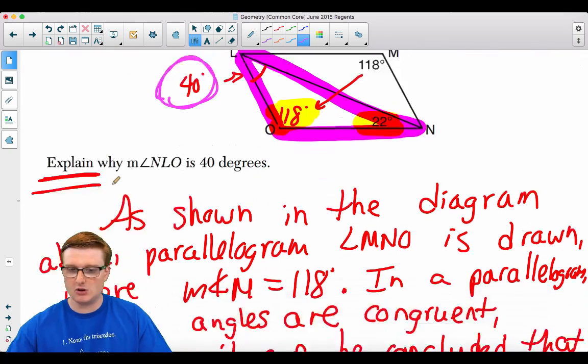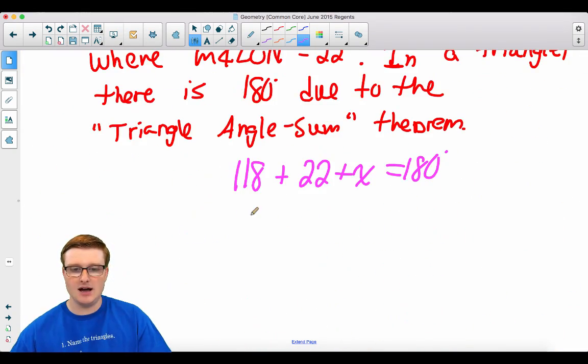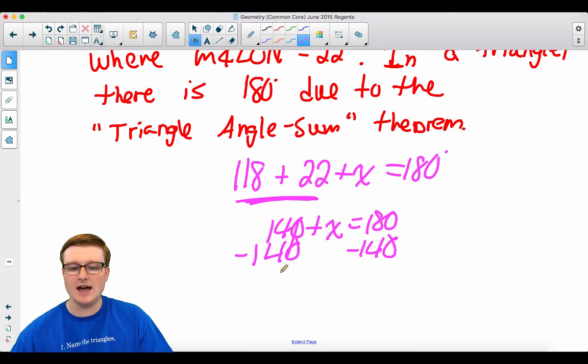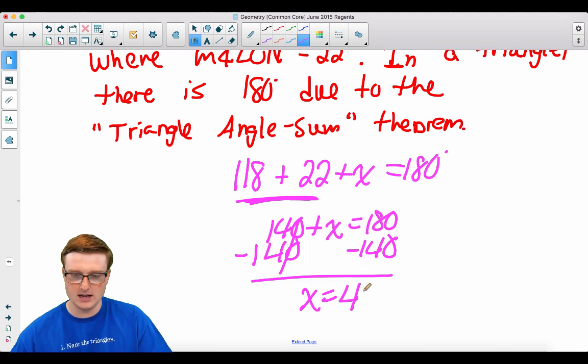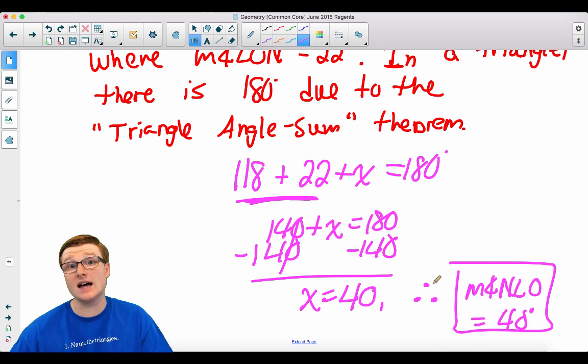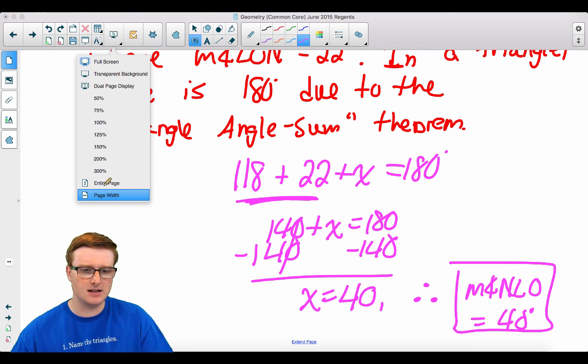So now I'm just going to go back down here and continue my process. So 118 and 22, that's equal to 140, plus x is equal to 180. Subtract the 140 on both sides. You get x is equal to 40. Therefore, the measure of angle NLO is equal to 40 degrees. And that would be your answer. By the way, those three little dots there, that means therefore. And you'll learn that in college if you take mathematics in college.